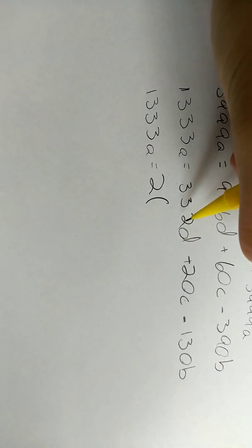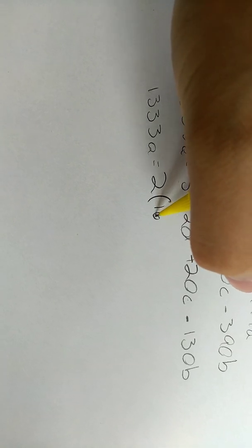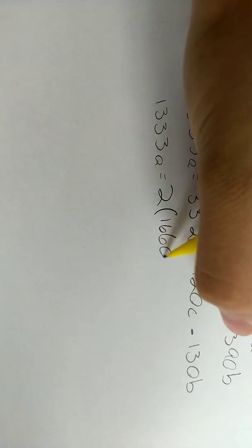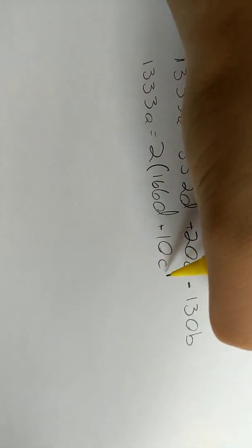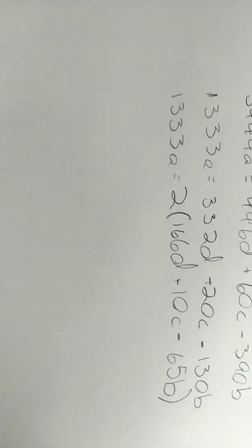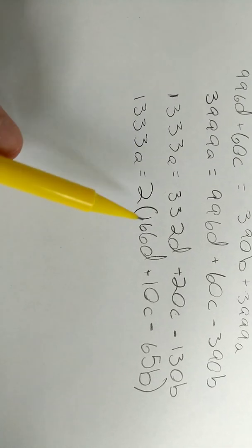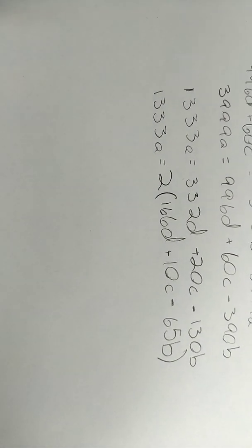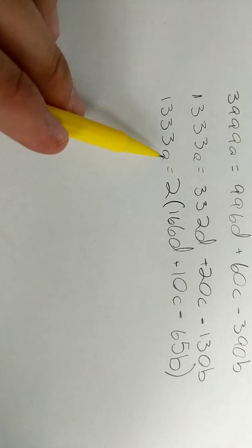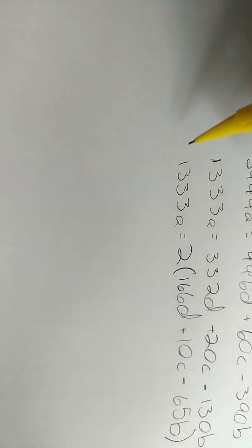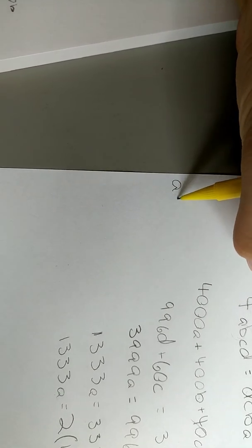2 divided by 2 is going to be 1, and so on, giving 166D plus 10C minus 65B. Okay, and so important to note over here that 1,333 and 2 are relatively prime, so they don't have any common factors, which means that A has to equal 2, and this thing right over here has to equal 1,333. So we have solved for A. I'm just going to write that over here: A equals 2, circle that.